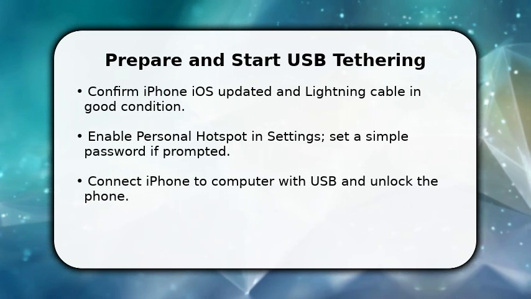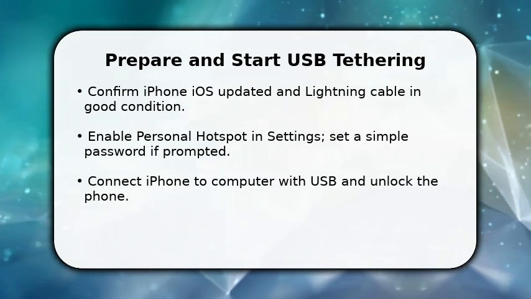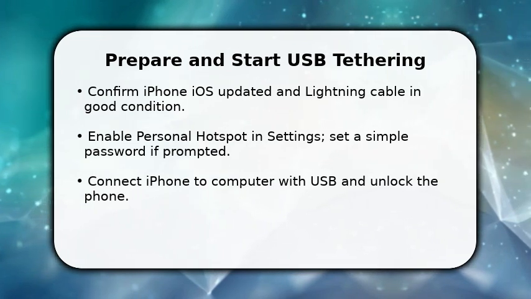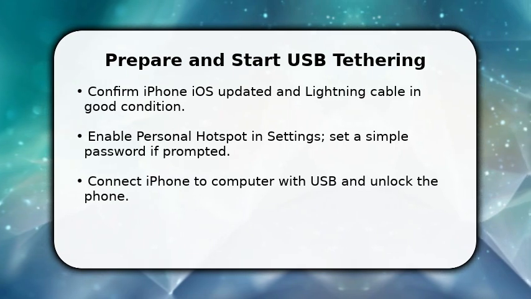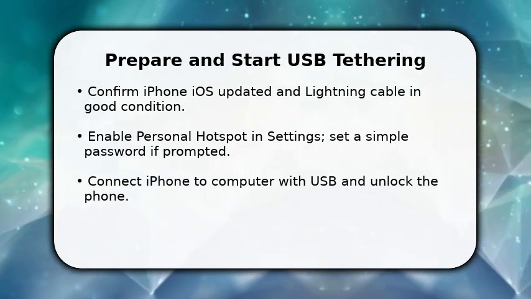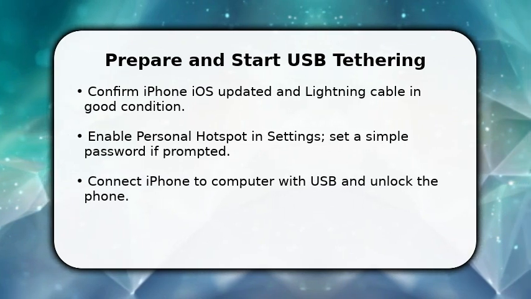Make sure cellular data is on so the hotspot can deliver internet. If a prompt asks to trust this computer, choose Trust and enter your passcode. That step establishes the secure USB link required for tethering to work.